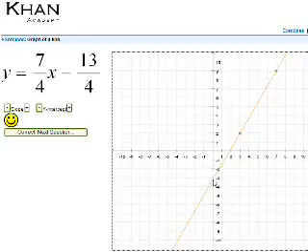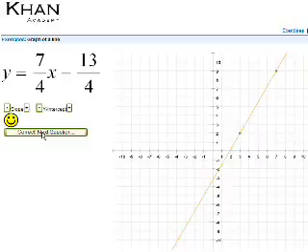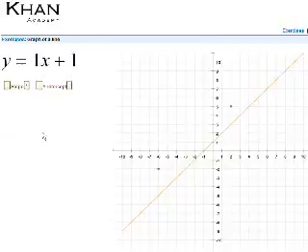And it intersects the y-axis at -13/4. That's a little more than -3, which you can see right there. Let's see if we can do another one. And if you want, we can assign this module to you, and you can play with it just like I'm doing right here.